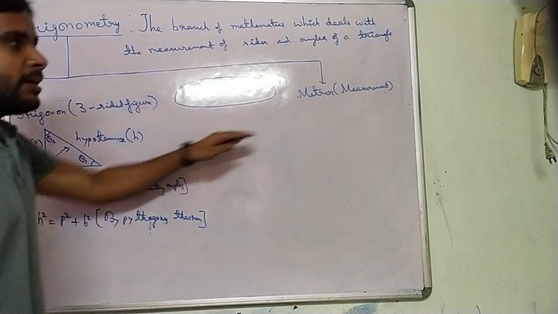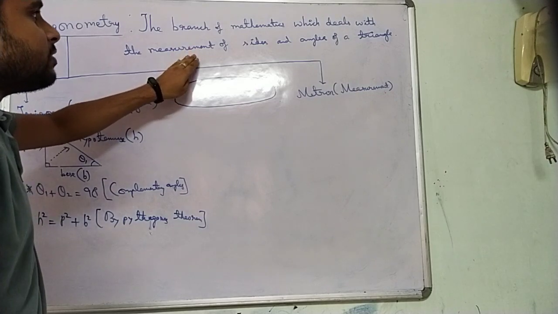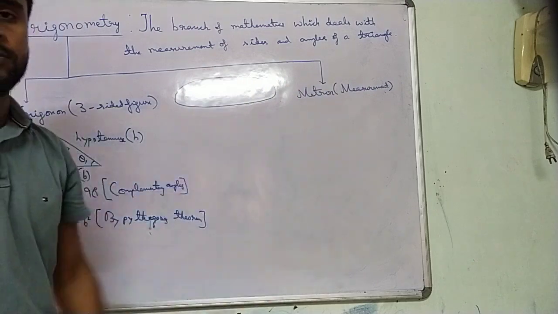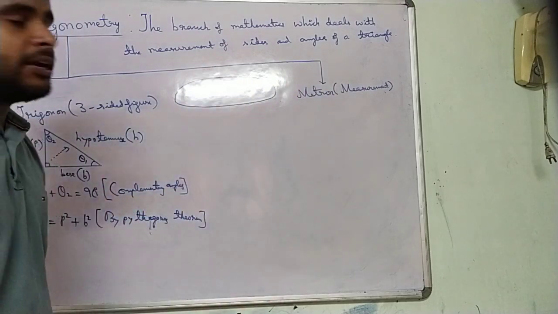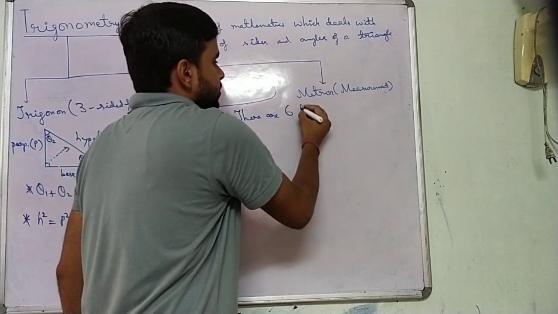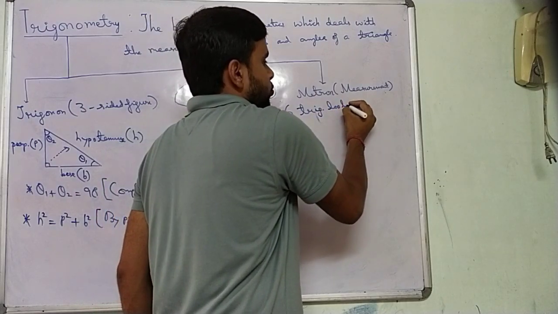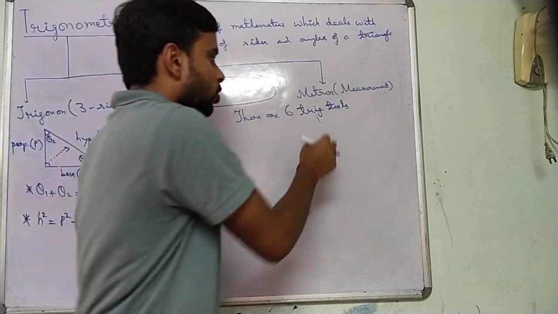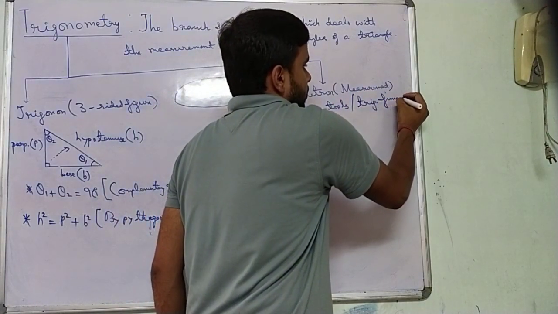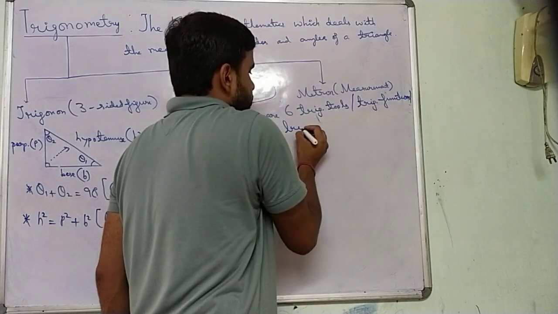Next. Now for measurement, if trigonometry is the branch where we are dealing with the measurement of sides and angles of a triangle, what are the different measurement tools in trigonometry? There are 6 trigonometric tools. I am using the word tools, but actually they are not tools. They are 6 functions, trigonometric functions, also called trigonometric ratios.